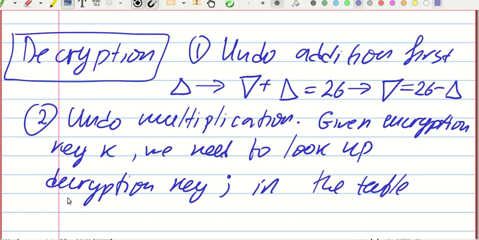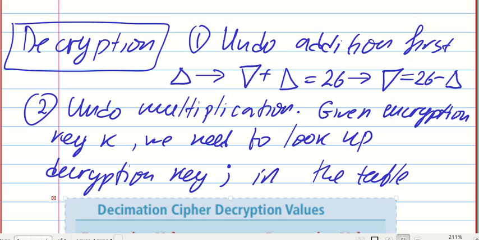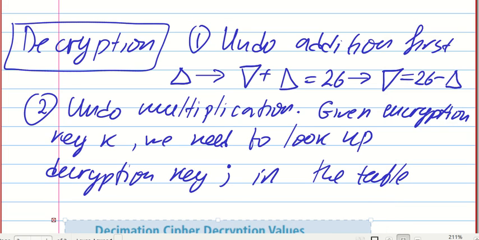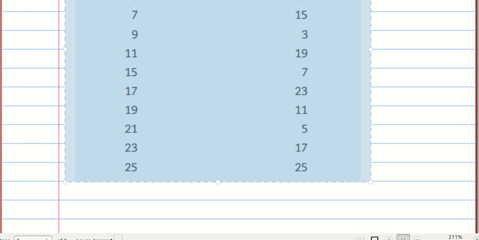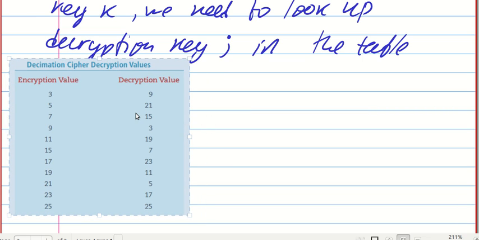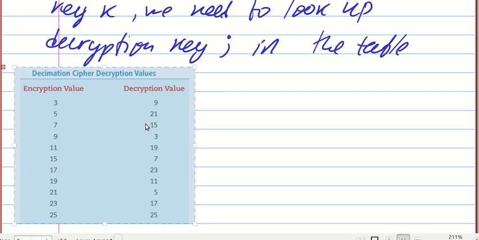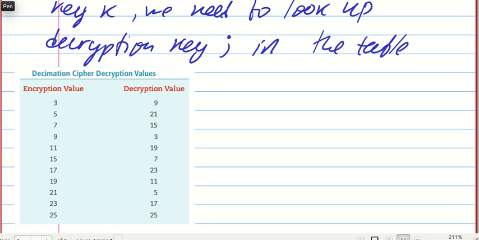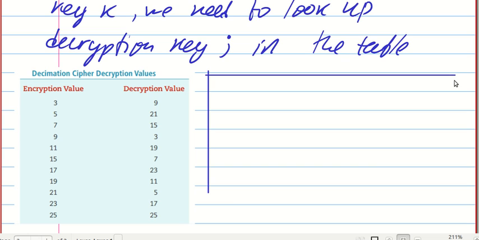And our table is given. Don't memorize the table. We're going to look it up here. All right, so let's try to do it in our example. So let's do an example.